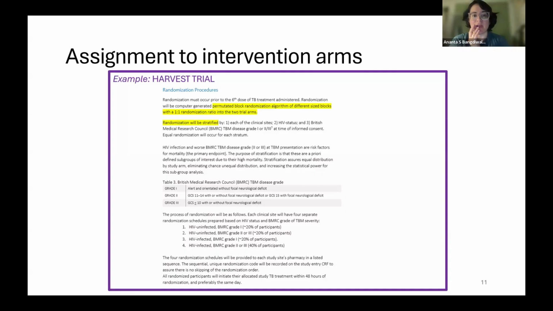So in the Harvest study, we were stratifying by site and HIV status and disease grade. And then within each of those strata, we were applying the block randomization. And so with that combined strategy, our two treatment assignments were able to be similar across them. Does that make sense?